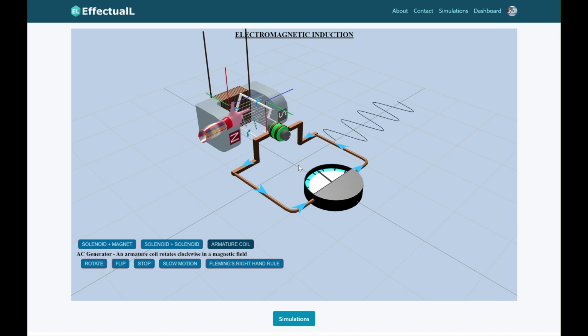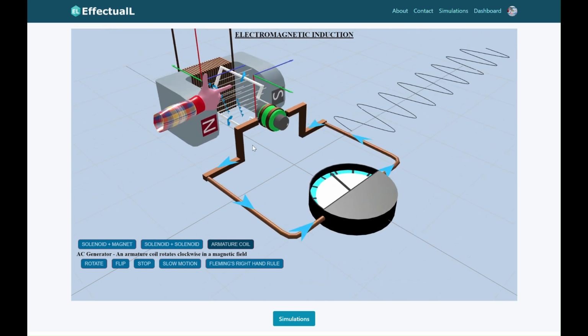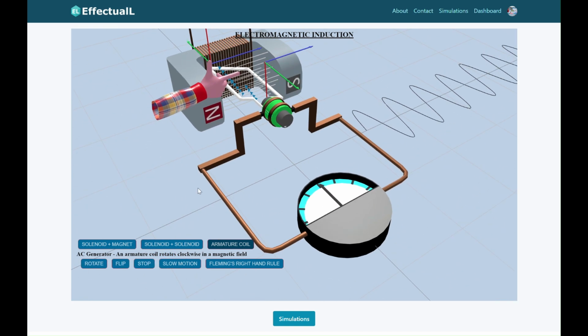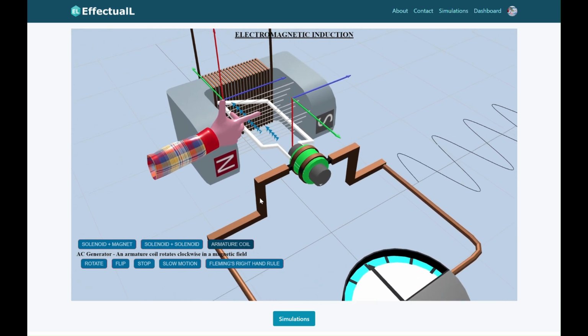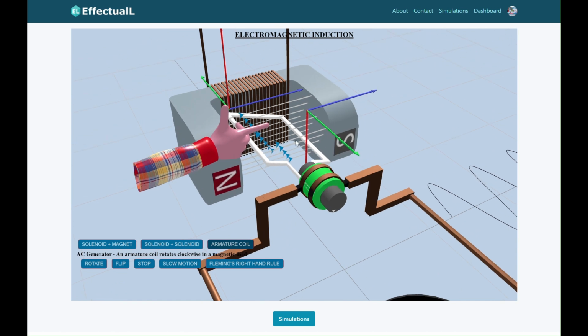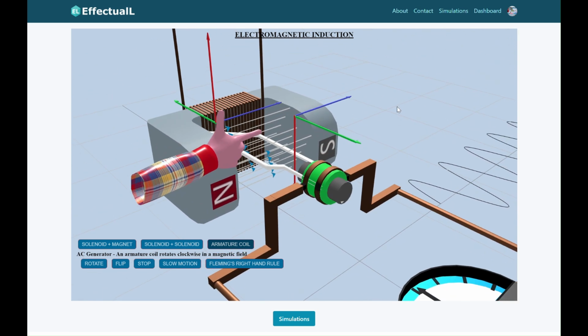Let's talk about the brilliant educator John Ambrose Fleming, who introduced the left and right hand rules to help us understand the forces on a current carrying conductor and the principles of electromagnetic induction. His innovative use of hand gestures as educational tools was truly remarkable.